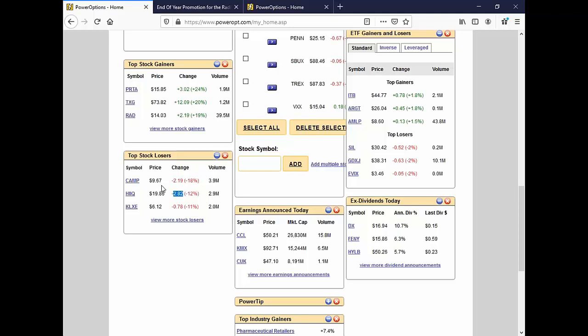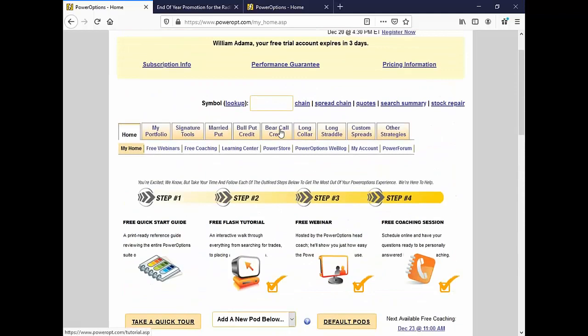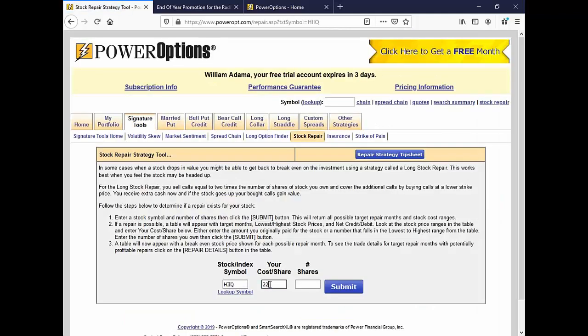Let's say my cost basis for HIIQ was, no, I'm sorry, $22.65 before this decline today. Let's just call it $22.50, all right? So one thing I could do, if I had bought shares of HIIQ a few days ago at a cost basis of $22.50, and now the stock has moved against me, is a stock repair. What the stock repair allows me to do is we just put in our costs. I'm going to stick with $22.50, and my number of shares, let's keep the math simple and just use 100.